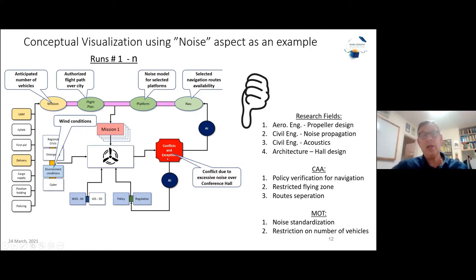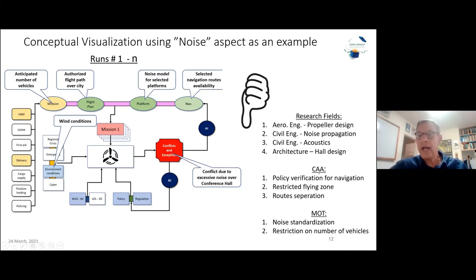We run it and obviously we're going to get some conflicts. The users, the customers of this simulation are written here, and maybe there are even more. So we bring aeronautical engineers that will put the propeller design over here in the noise model. We have the civil engineers that define the noise propagation and the acoustic considerations. And for example, there is a conference hall in the building, and one of the things that we would like to see is whether there is a conflict for noise that disrupts a conference or a concert or whatever it's going to be.